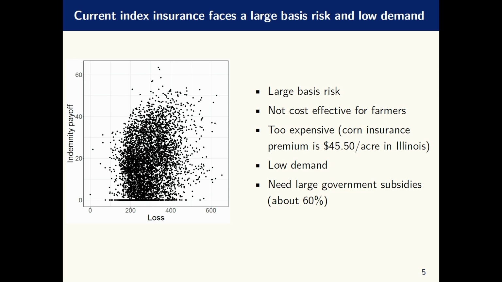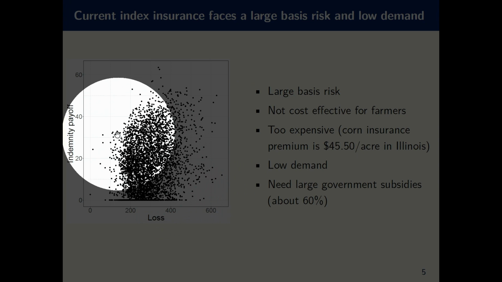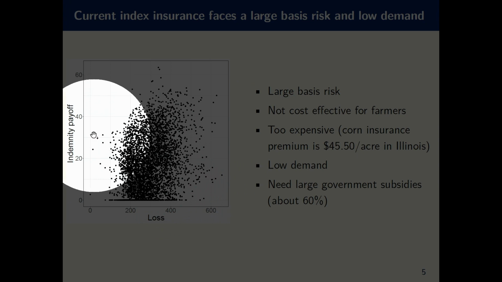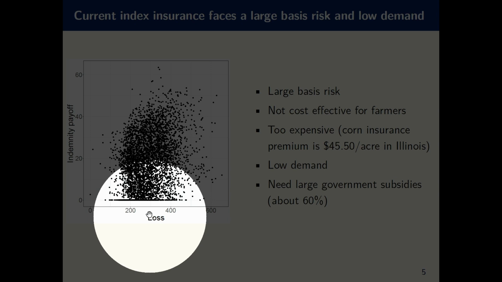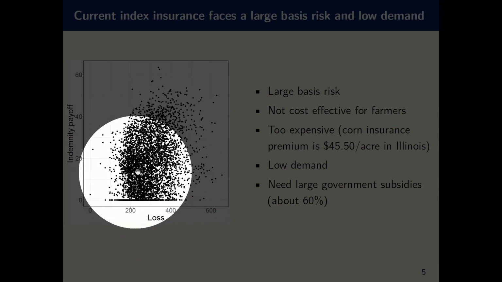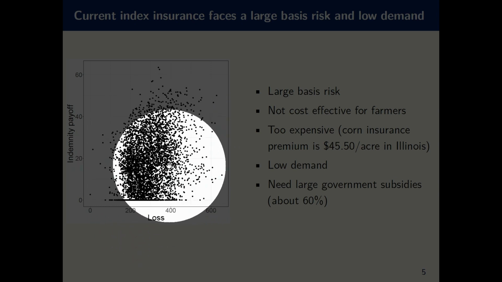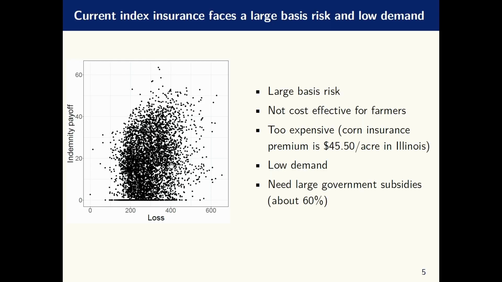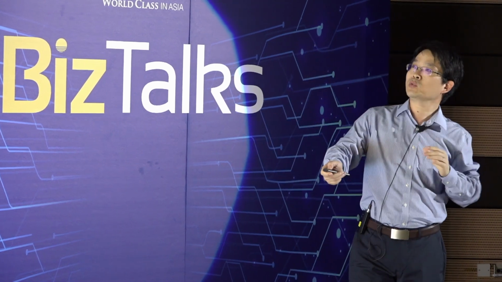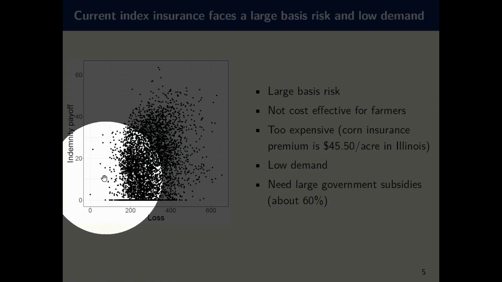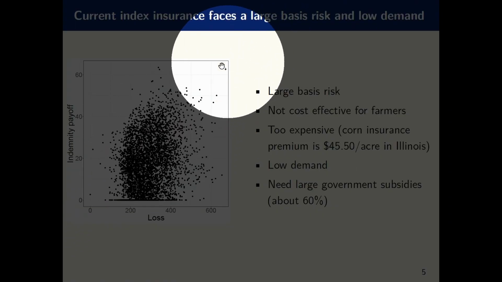So usually we say that the current index insurance faces a very large basis risk. So what's basis risk? That's an insurance term. Look at this graph on the left-hand side. Here we plot the insurance payoff against the product loss. So you see a bunch of black dots here. And very simply, if this insurance works very well, that means the insurance payoff covers the product loss exactly. So ideally we would see those black dots located on a 45-degree line.